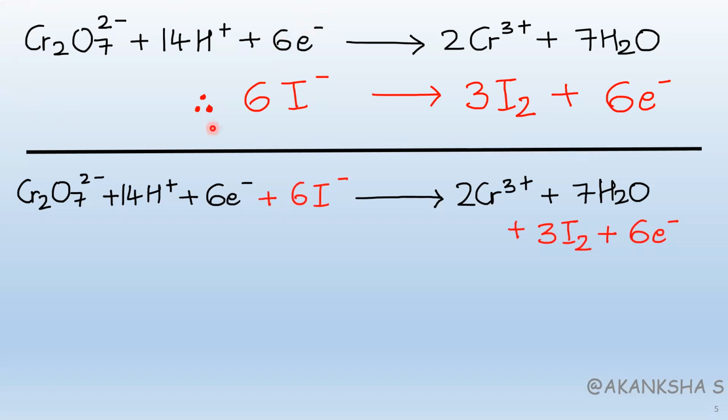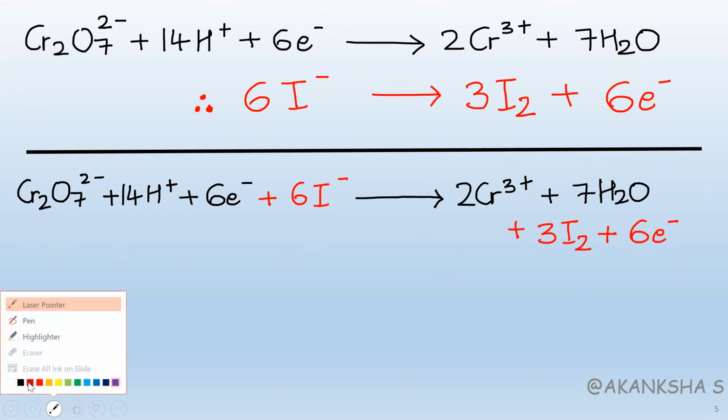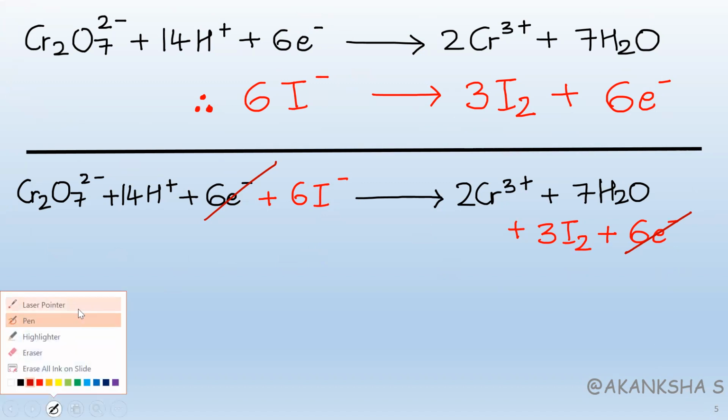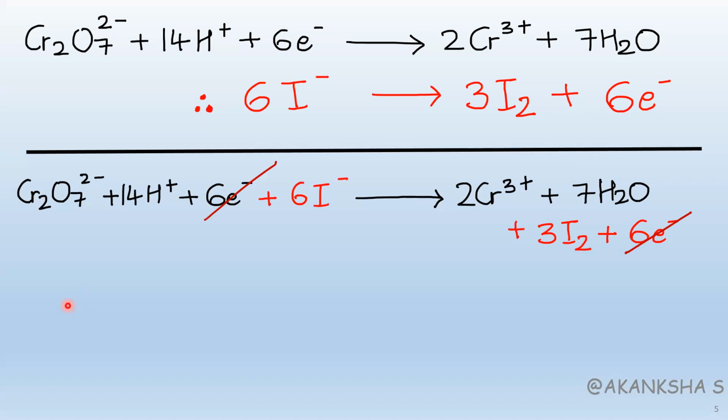All the reactants on the left-hand side of the arrow, all the products on the right-hand side of the arrow. Okay, what do we find common? We find 6 electrons common, and we eliminate them. Now we are left with the final equation. You can leave your equation right here, and I promise you would be scoring complete marks.